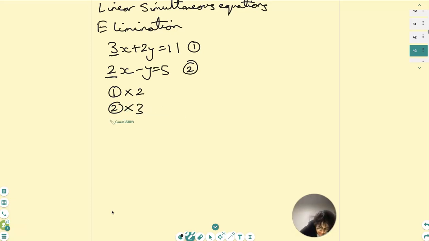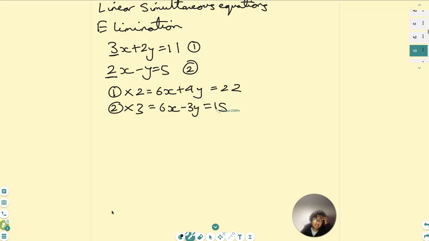So when we multiply equation 1 by 2, we get 6x plus 4y is equal to 22. And when we multiply equation 2 by 3, we get 6x minus 3y is equal to 15.